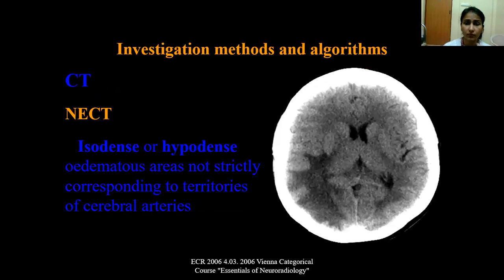Okay. Now, non-enhanced CT. In this, you can see isodense or hypodense edematous areas which are not corresponding to the territories of cerebral arteries. Why are we mentioning this, not corresponding to territories of cerebral arteries? Because we have to rule out stroke. If you see it in the MCA area, then we can go towards acute stroke.